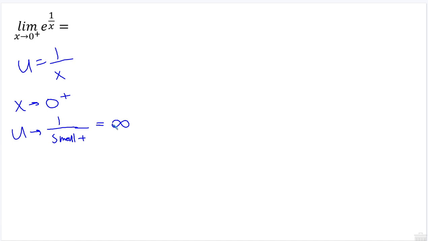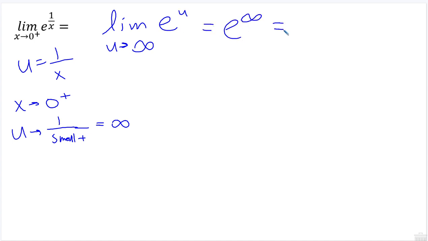If this was a limit as x approaches 0 from the left, then we'd end up with u approaching negative infinity, because it'd be 1 over a very small negative number. But we had small positive here, so we'll have positive infinity. So this becomes a limit as u approaches infinity of e to the u, which is just e to the infinity, which we know is just infinite.